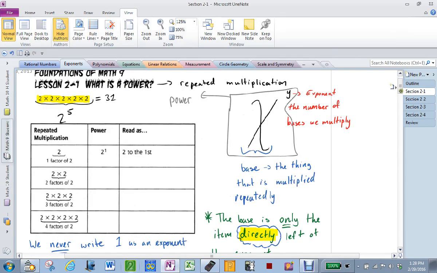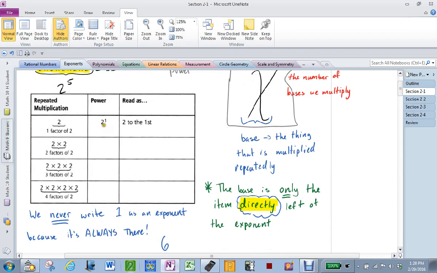So this is how we read them. 2. There's one factor. What's a factor? It's something that's multiplied. So there is one factor, and that factor is 2. So it's 2 to the power of 1, and we read it as 2 to the first. Everybody cool? Would we ever write that one ever again? No. It's just here for learning purposes.